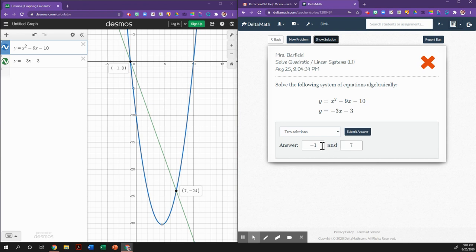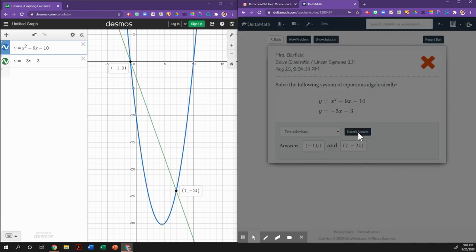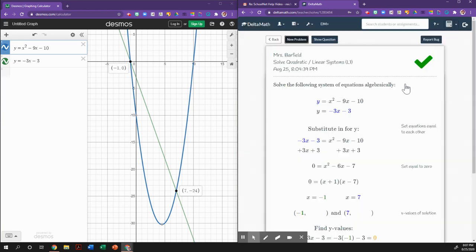So if I were to go back and type in parentheses, negative 1, comma 0, and 7, comma negative 24, close parentheses, submit my answer. You can see it corrects it to the green check. It's just a matter of learning what the different systems want you to have.